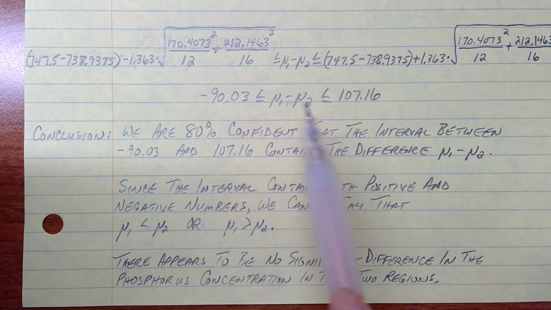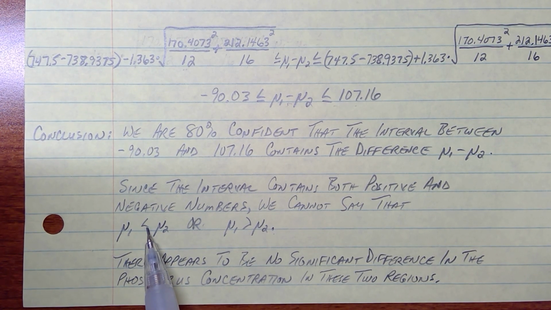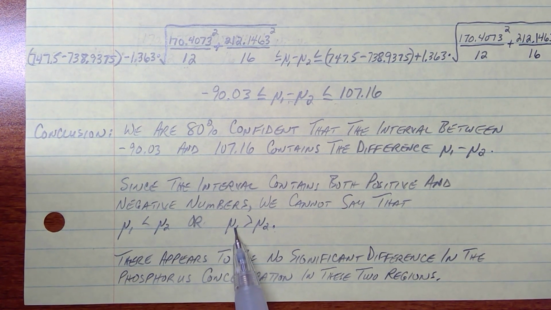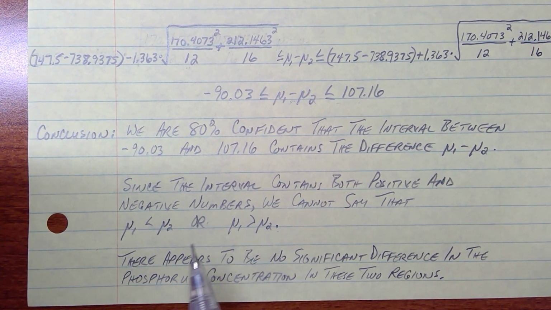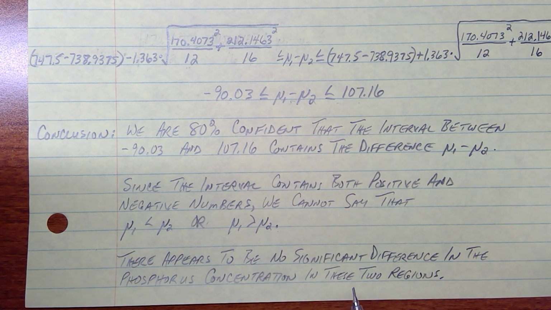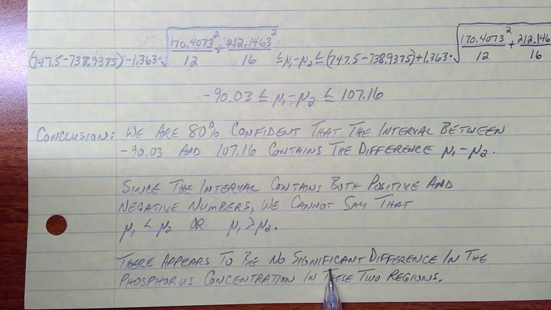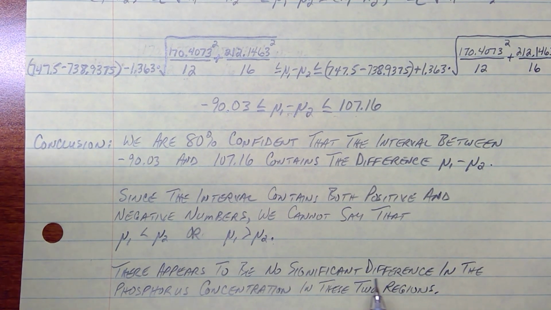Right? If one is negative and one's positive, that means I can't say the first group is significantly lower, and I can't say the first group is significantly higher. I can't say either one because we have a mixture of positive and negative numbers. So I just have to call it a draw. There appears to be no significant difference in the phosphorus concentration in these two regions. There's my final interpretation of my results. One appears to be lower, but it's not significantly lower. So we're just going to say there's no big deal.